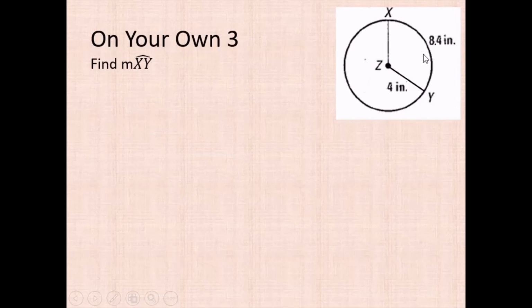Okay, so try the same thing with this one. We've got an arc length of 8.4 inches. The radius is 4 inches, and find the measure of XY in degrees. So go ahead, pause the video, do it the same way as we did example 3b, and then once you've got it, resume the video, and we'll see if you're right.